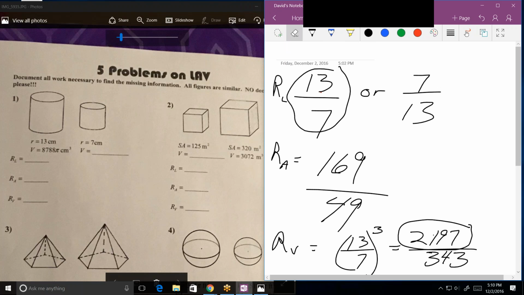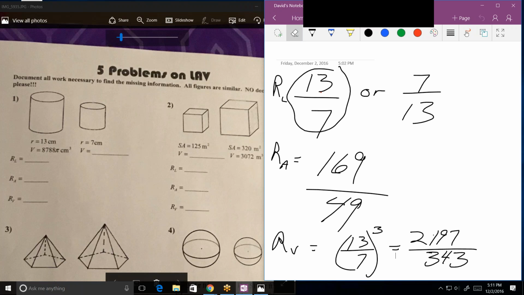But that's the essence. In other words, the essence of these problems is the area ratio is the square of the linear ratio, and the volume ratio is the cube of the linear ratio. And it wouldn't matter whether you're going big to little or little to big, but it will make a difference in some cases as to how hard or easy the math is.